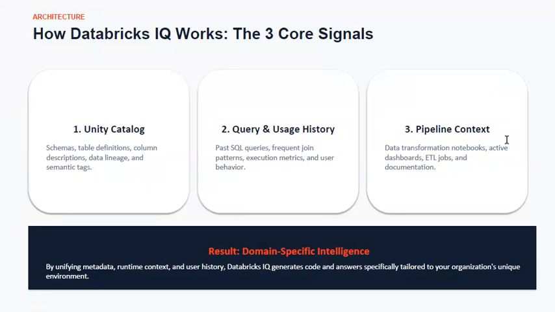And what is the architecture, how does Databricks IQ work? The core signals are: one is Unity Catalog, second is query and usage history, third is pipeline context. The schemas, table definitions, column descriptions, data lineage and semantics are all maintained in Unity Catalog. Coming to point number two, past SQL queries, frequent join patterns, execution metrics and user behavior. It maintains query and usage history. Pipeline context covers data transformation, notebooks, active dashboards, ETL jobs and documentation.